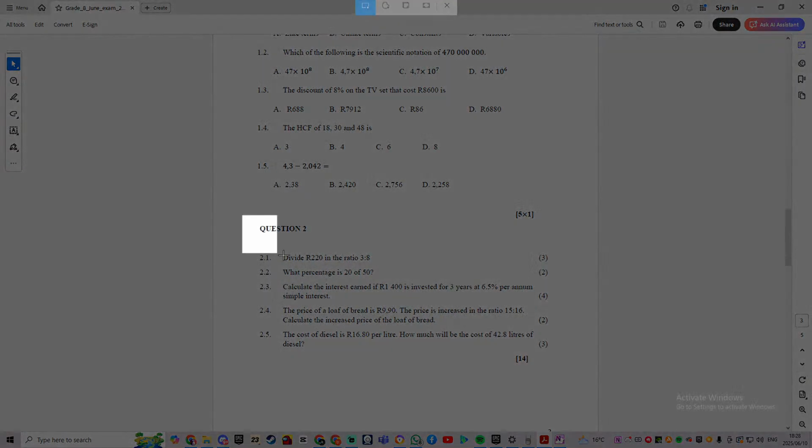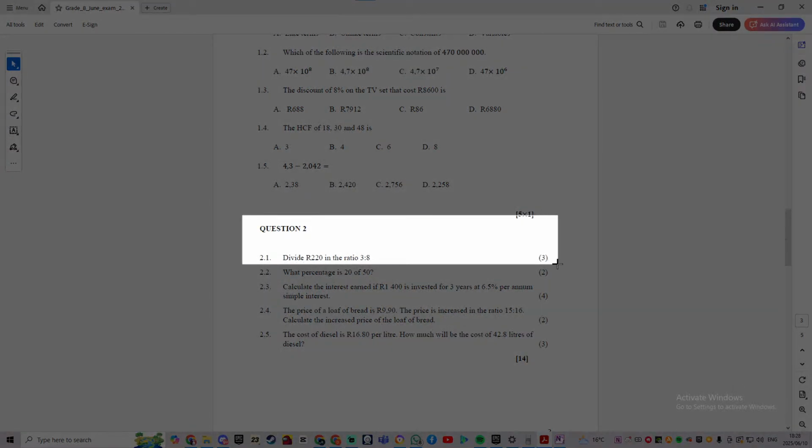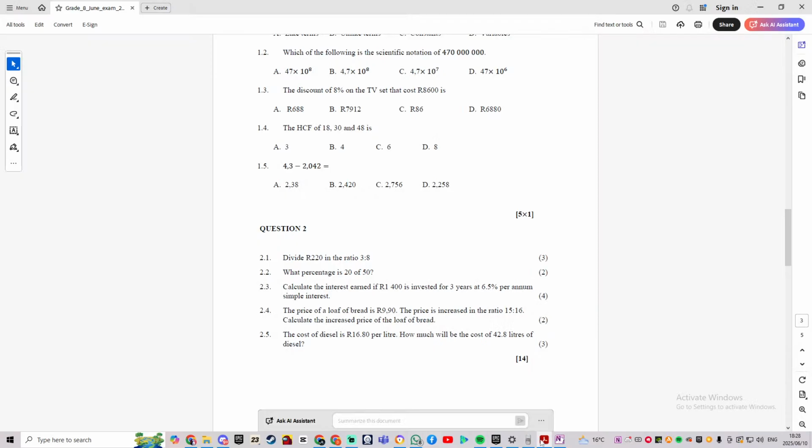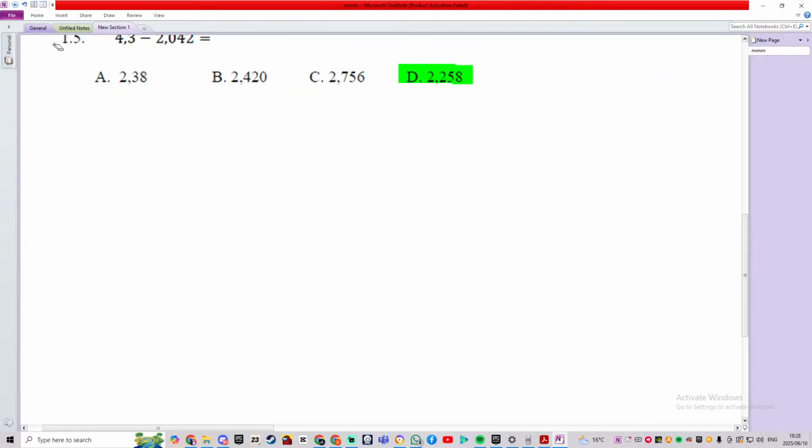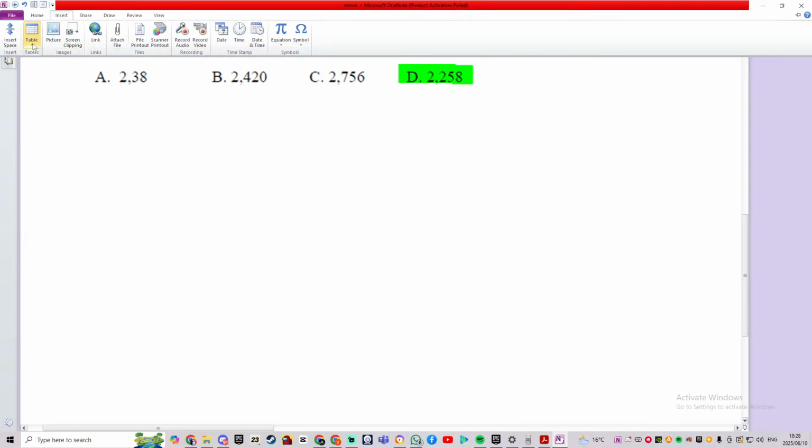Let me just quickly go to OneNote, insert, or can I just paste? Come on, paste it.